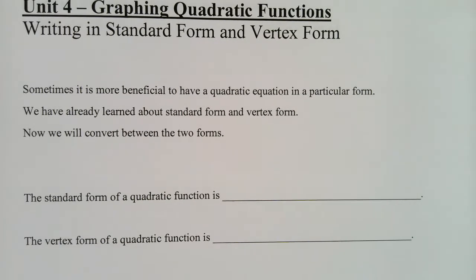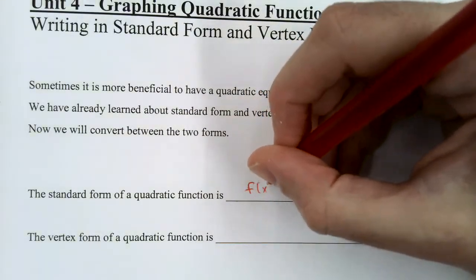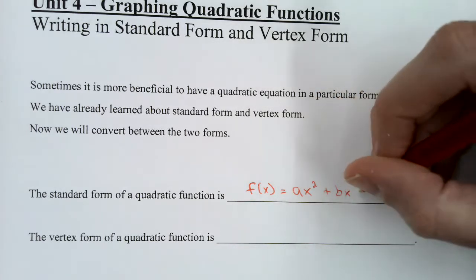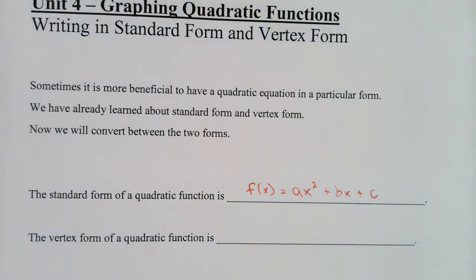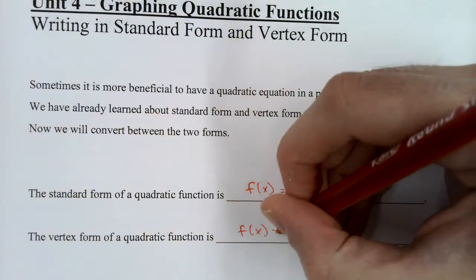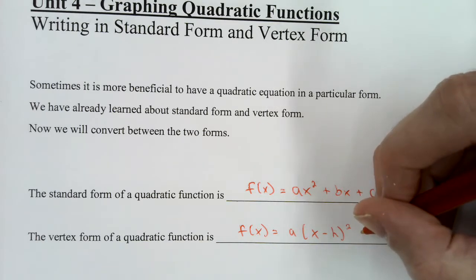The standard form of a quadratic function, if you remember, looks like this. F of x equals ax squared plus bx plus c. And the vertex form looks like this. F of x equals a times x minus h squared plus k.